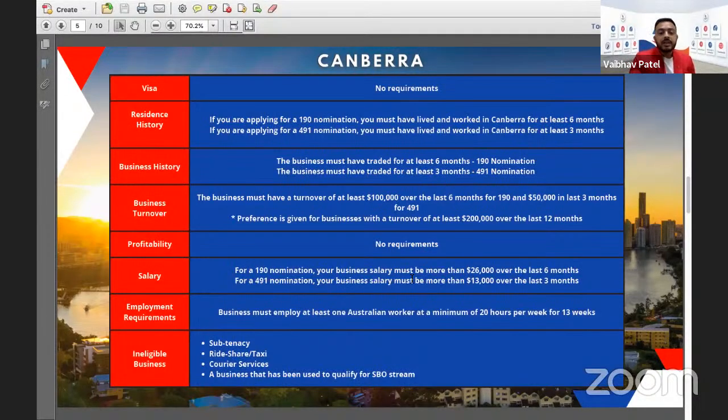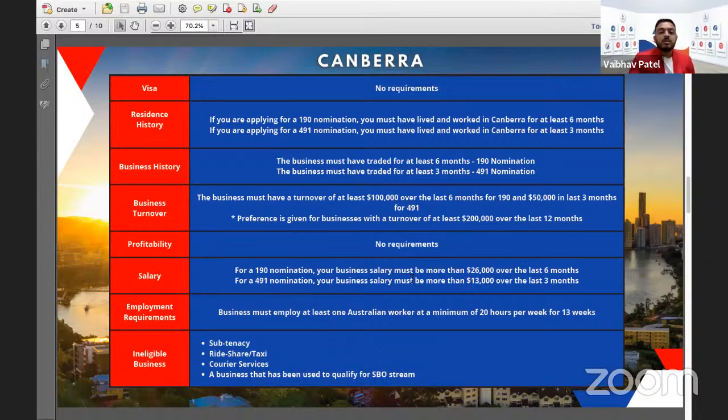In terms of the salary, the applicant has to withdraw a salary of $26,000 over the 6 months. Or if you want to qualify for a 491, you have to withdraw a salary of $13,000 over the last 3 months. Now, this is the requirement that you have to withdraw your own salary from the business as an employee.